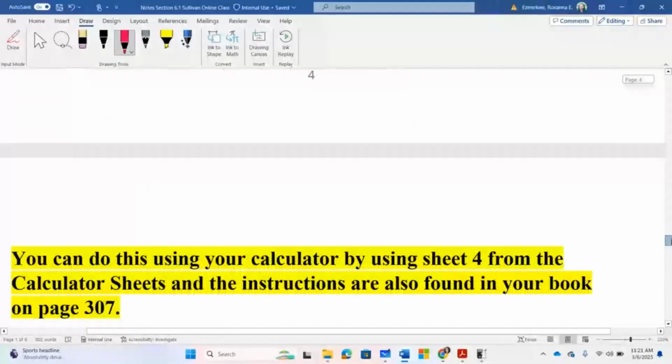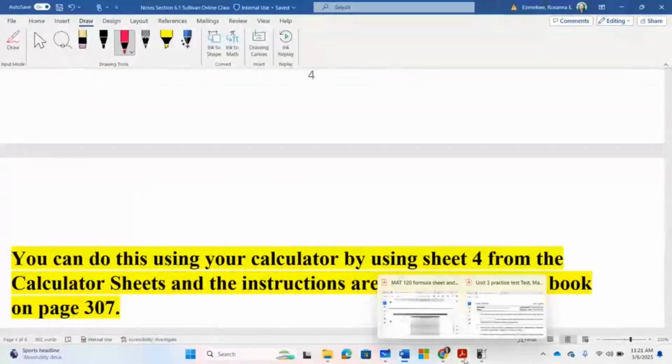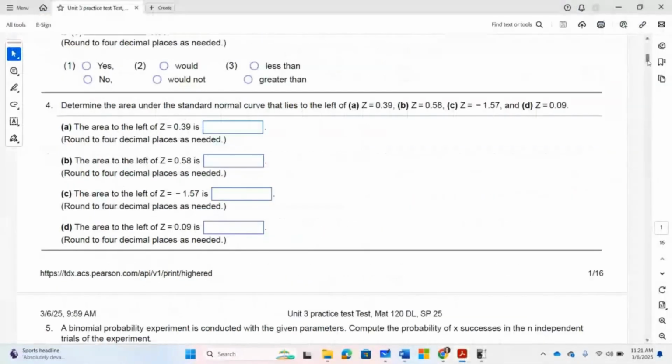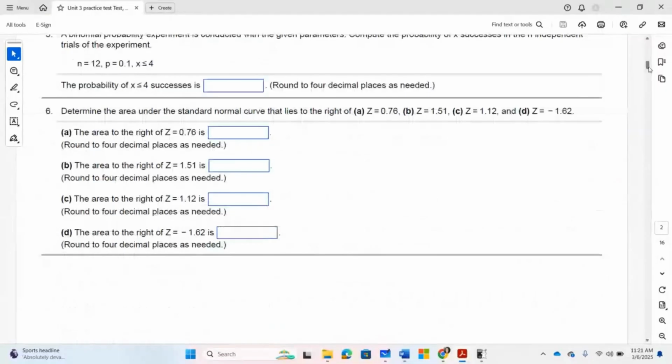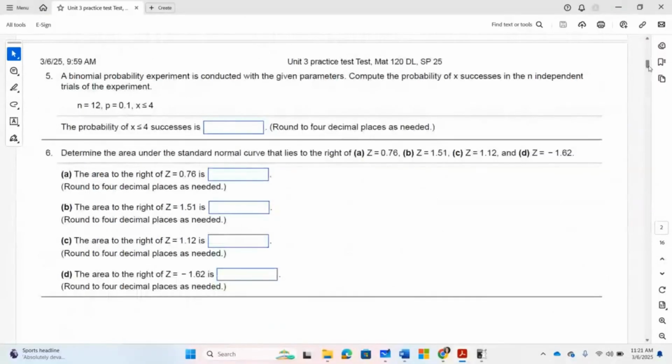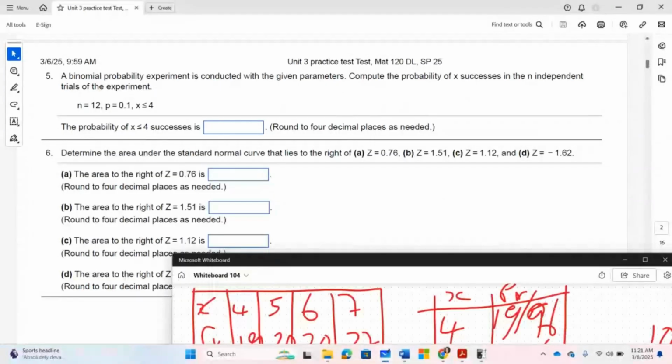The first one we are going to review is the binomial distribution, number 5. We're going to start with number 5, probability binomial distribution. Binomial distribution, we already know the properties.